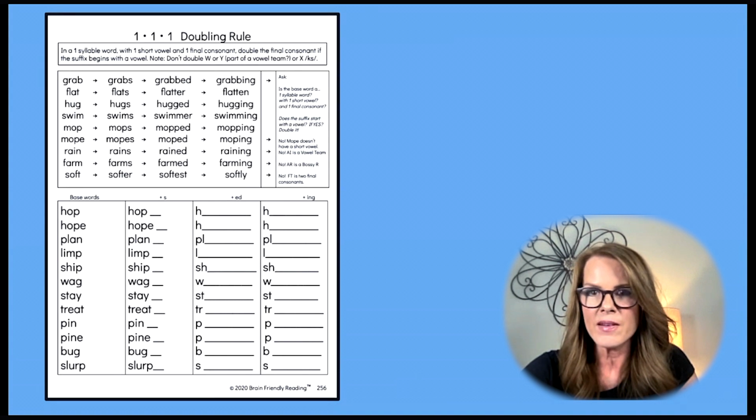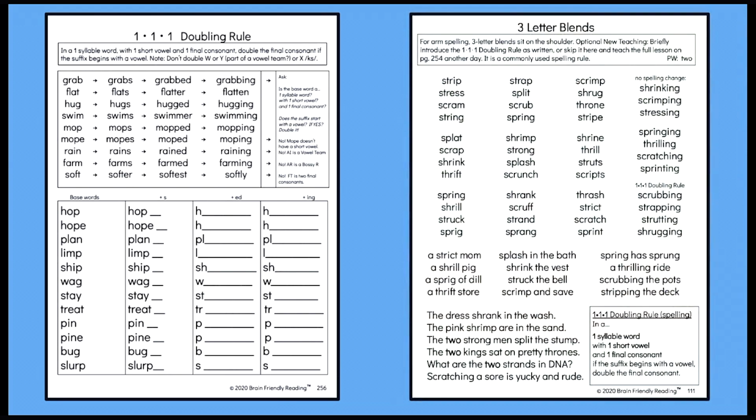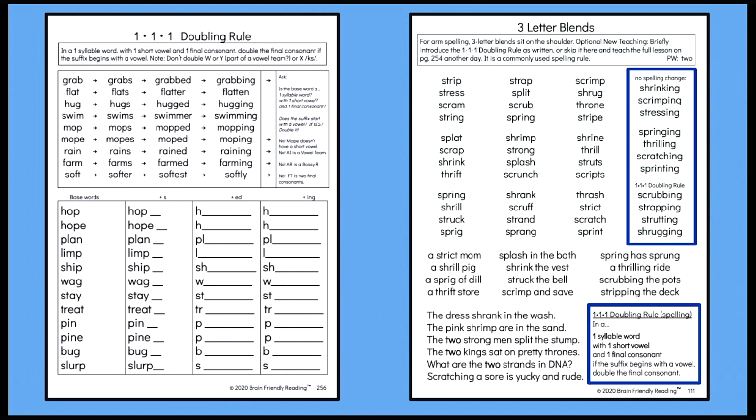pages. But since it is a commonly used spelling rule, children should be introduced to it pretty early in the program. This lesson and other spelling lessons can be pulled forward in the instructional sequence as needed. Words with the doubling rule first show up on page 111 with three-letter blends. Here, the students are adding the suffix ing to words.